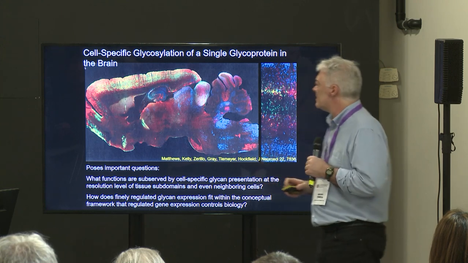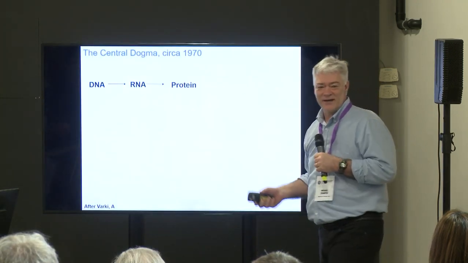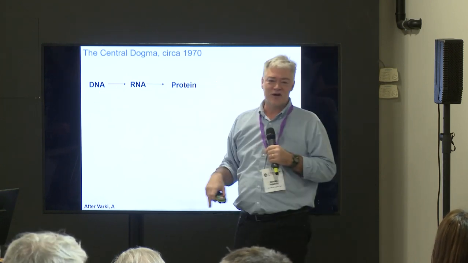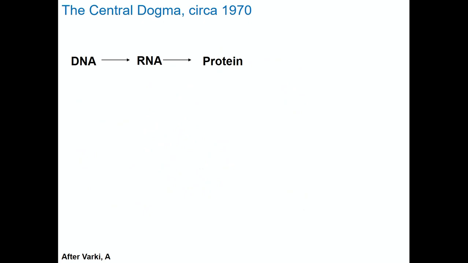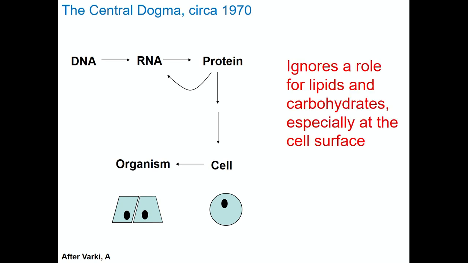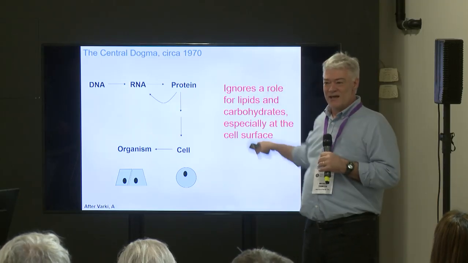So I'll just take a second to remind you of the central dogma, right? Back in 1970, we finally understood that DNA encodes RNA, RNA encodes proteins. So very simple, linear polymers, one driving the production of the next, driving the production of the next. And those proteins somehow come together and work together to regulate gene expression or translation, also to regulate how cells function and how they work together to become an organism, right? It's a central dogma. But this really completely ignores the role for lipids and glycans, right?